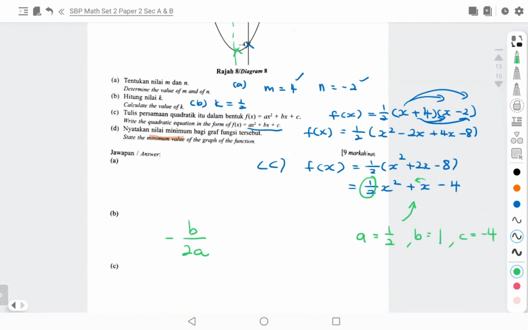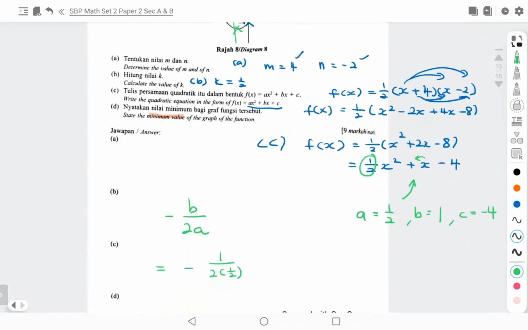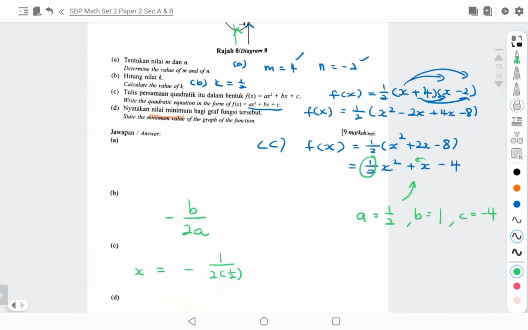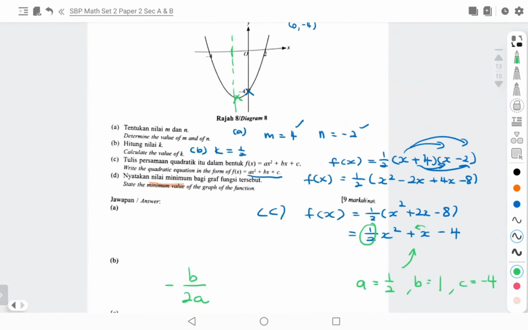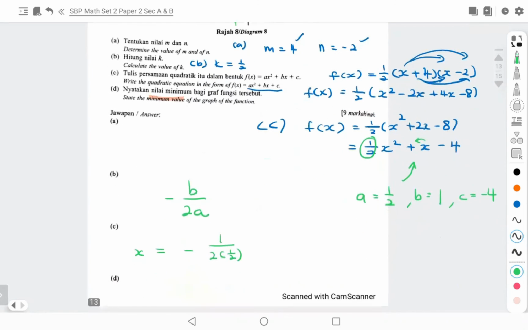So once you substitute here, negative b over 2a, it's -1. Answer is -1. Oh, okay. So you got -1. So here, symmetry line, x is equal to -1. Okay, x is equal to -1.